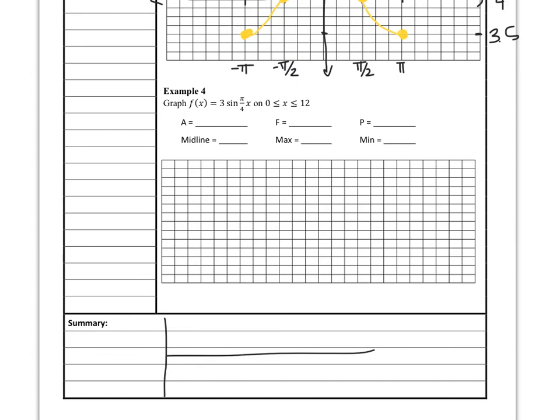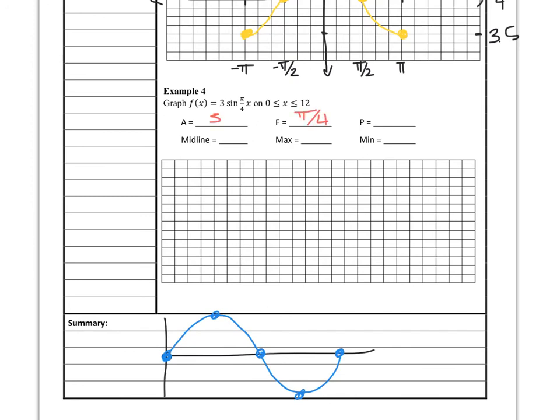We're going to start with our typical sine curve. It's a positive sine, so we know that it starts and ends on the midline. The middle is on the midline. The middle of the middles, the first one is up high, and the second one's down low. And our amplitude is 3. Our frequency is pi over 4.